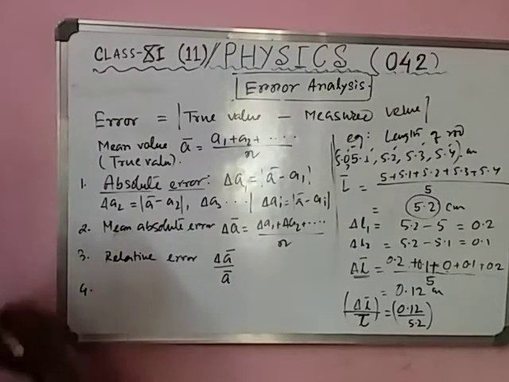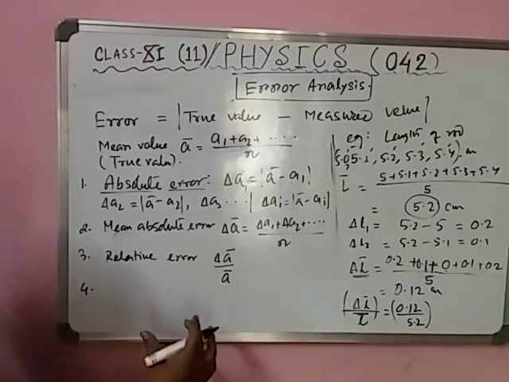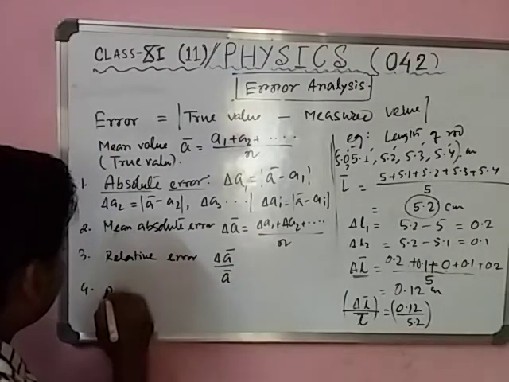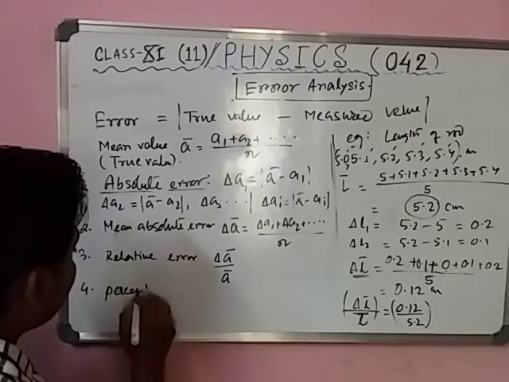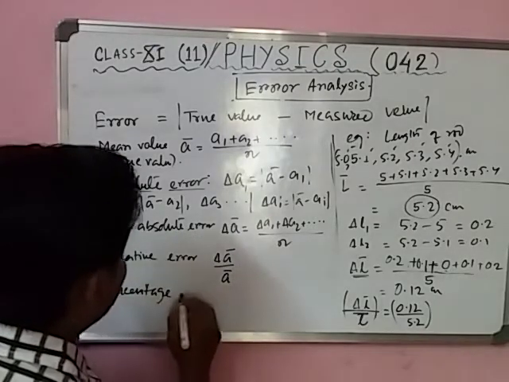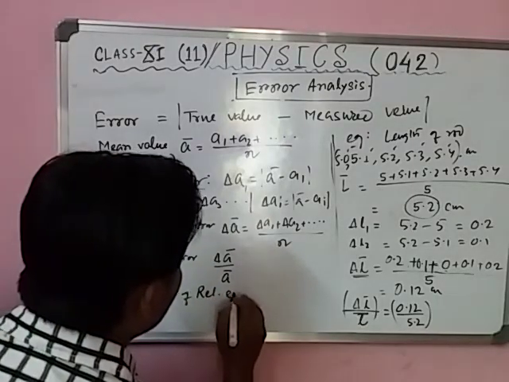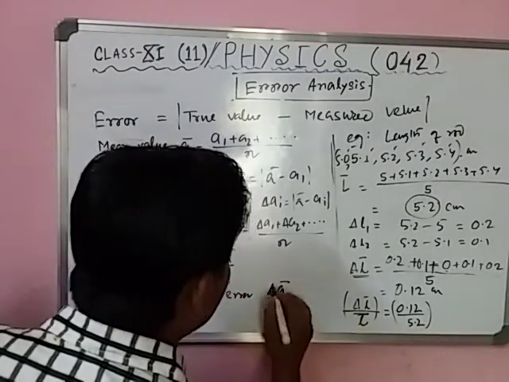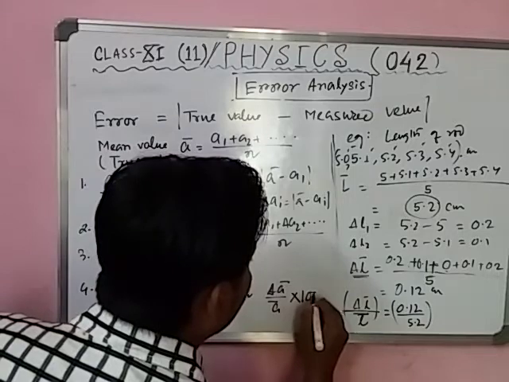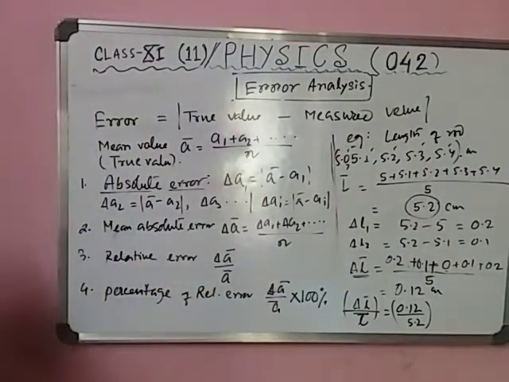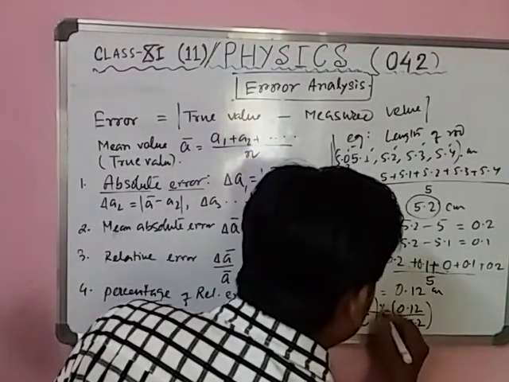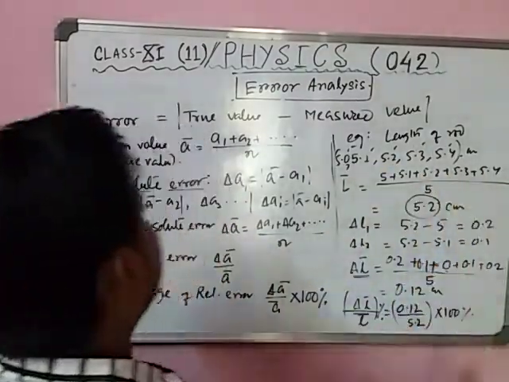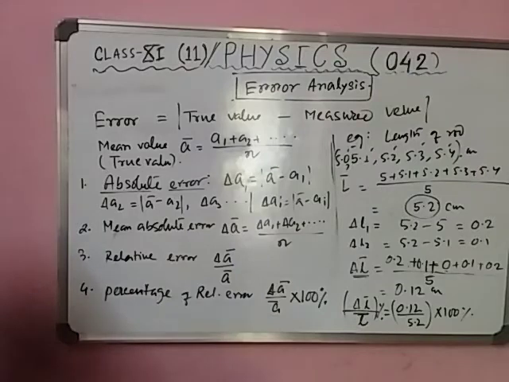Next, at the last step, percentage error. Percentage of relative error. You know, delta A bar by A bar into 100%. Percentage error. So you have to write percent means into 100%. That's all. This is how to find the errors in measuring length.